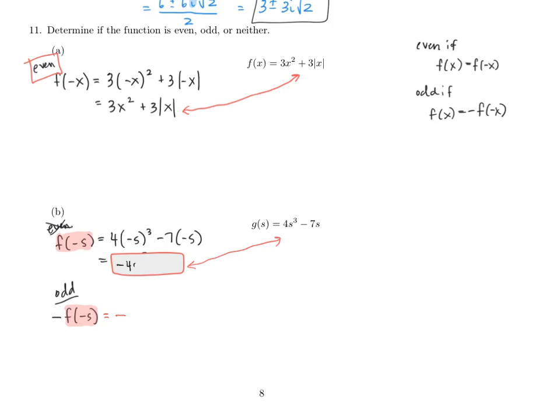This is negative 4s cubed plus 7s. Okay, so negative that. So negative 4s cubed plus 7s. And we're going to distribute this negative and see what we get. So this will be positive 4s cubed minus 7s. Now notice that this is exactly the same as what we had. All the signs match. So this is correct. So this is an odd function. Okay?